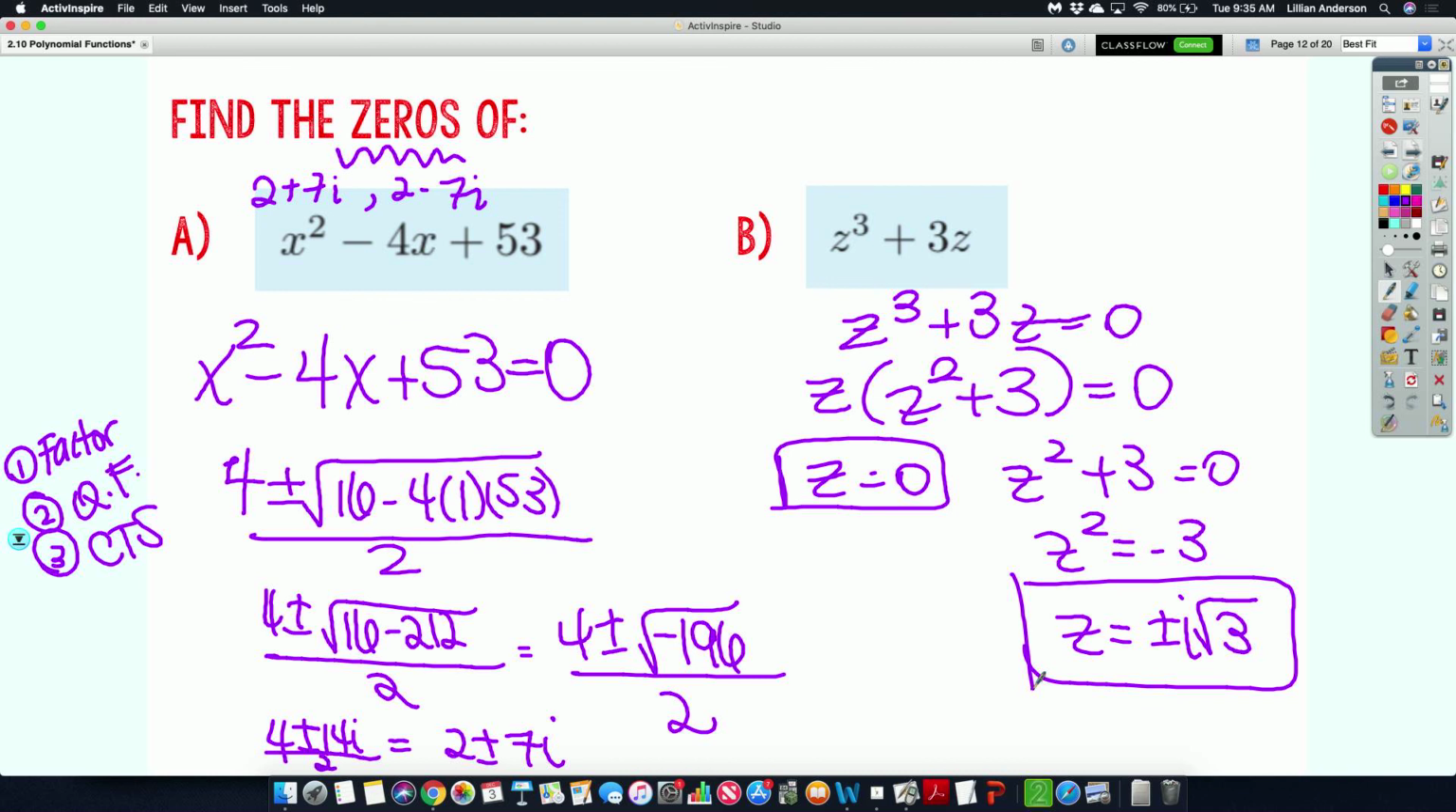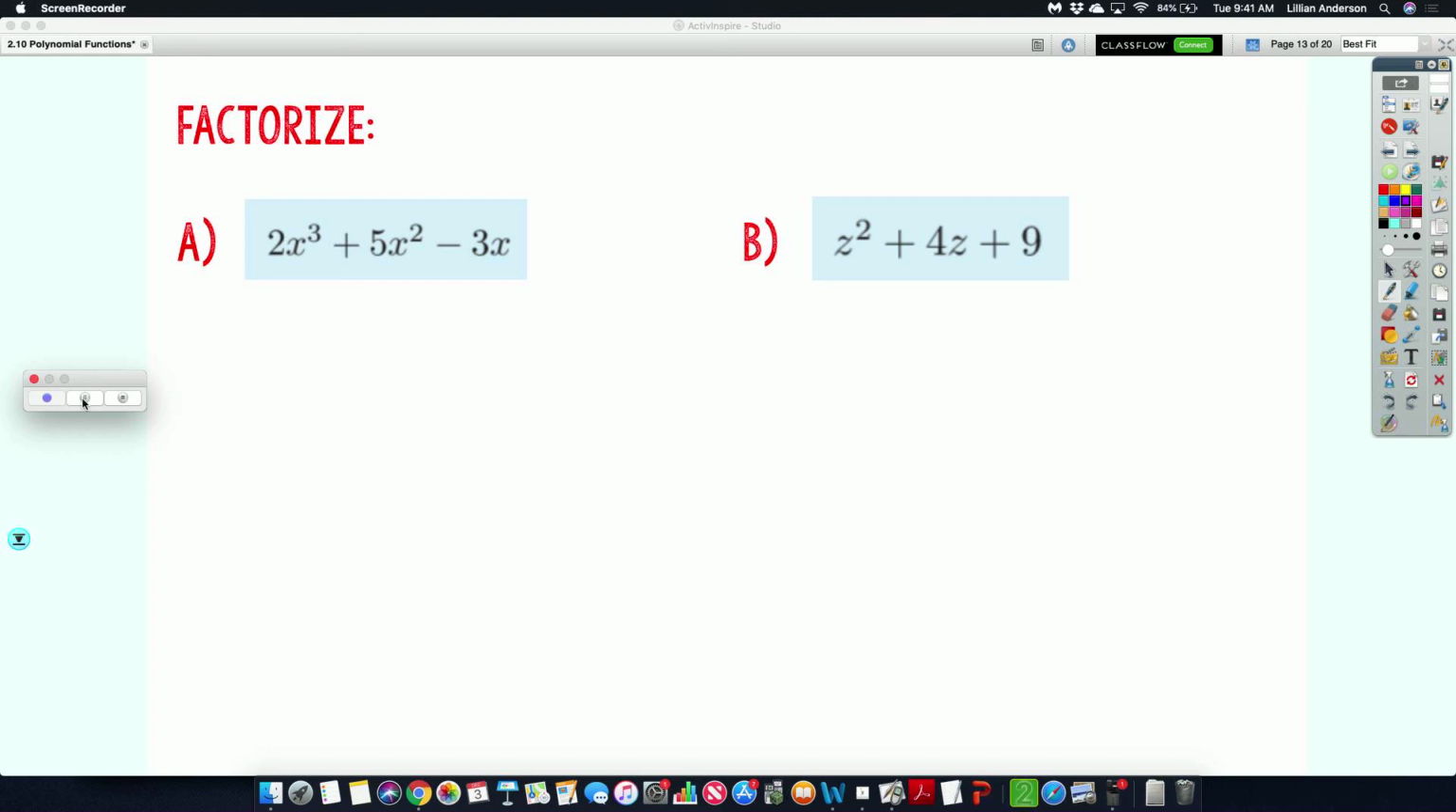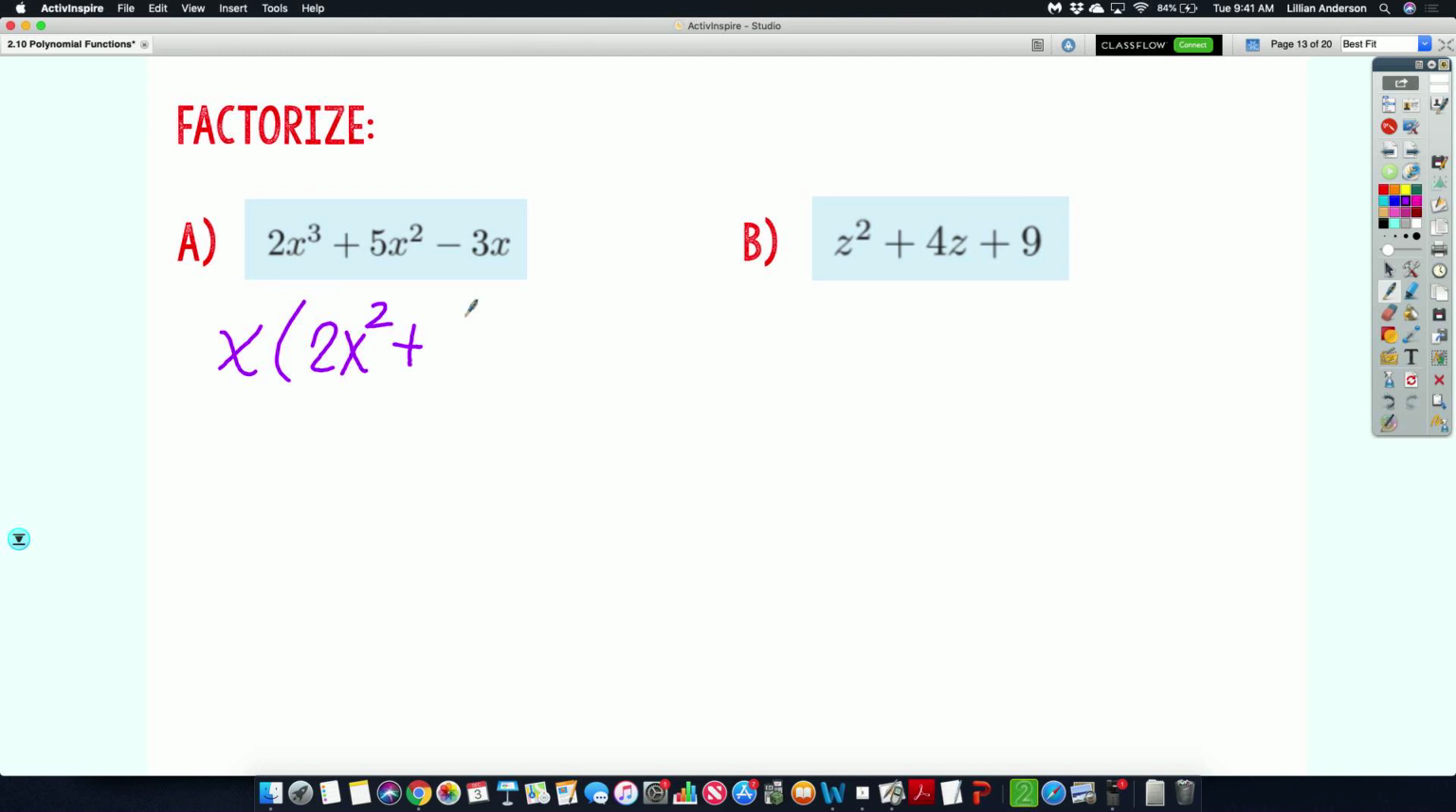Here we go. Factor. Both of these. At least A for sure. I'm curious to see if anybody gets B. Factor. Hopefully you recognize that A had a GCF. You factored that out? So you had 2x squared plus 5x minus 3, yeah? The inside, could it be factored?